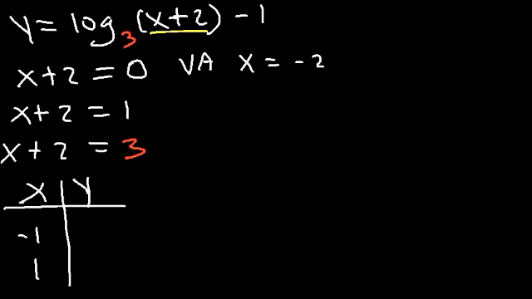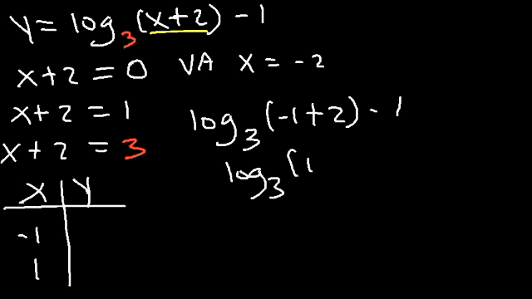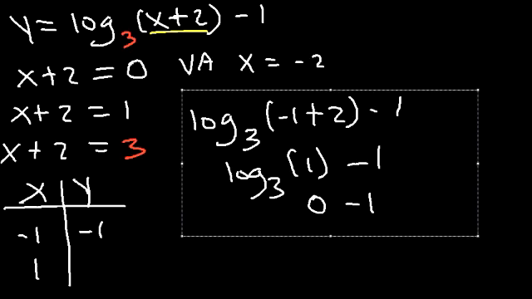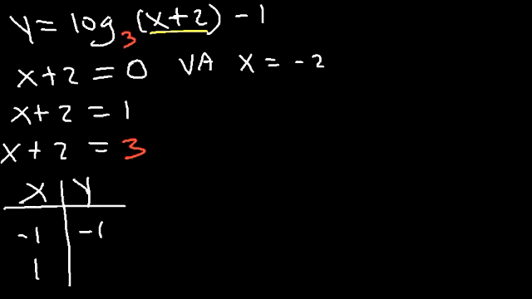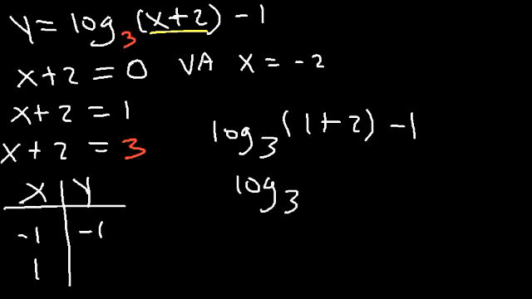Now let's find a y value that corresponds to these x values. So if we plug in -1 into the equation, -1 plus 2 is 1. Log 1 is always 0. 0 minus 1 is -1. Now let's plug in +1. 1 plus 2 is 3. Log base 3 of 3 is 1. 1 minus 1 is 0.